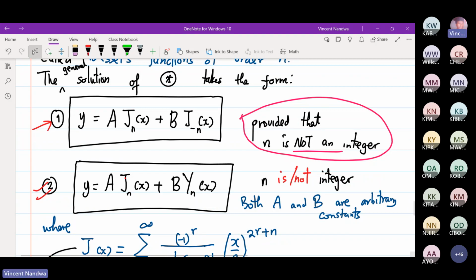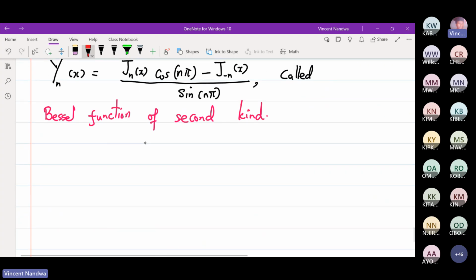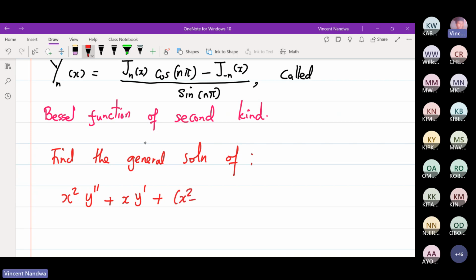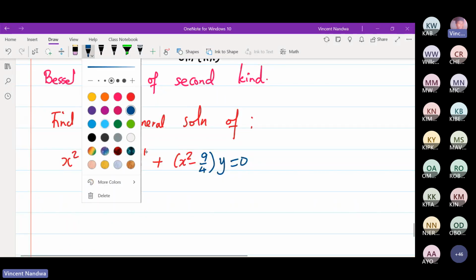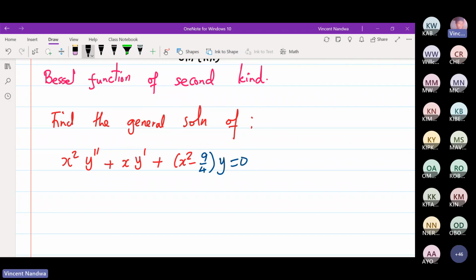So probably we can give a very simple example and see how to solve the equation. For instance, find the general solution of these equations. The first equation is x squared y double prime plus x y prime plus (x squared minus 9 over 4) y equals 0. That you can get a half mark or 1 mark. So the key thing, just, what is the value of n?